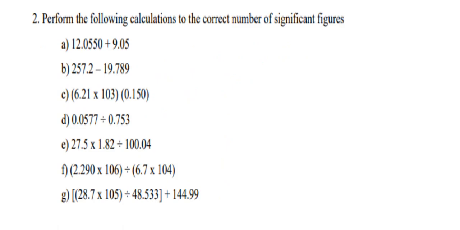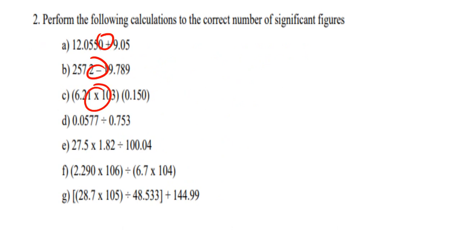We are asked to perform the following calculation to the correct number of significant figures. Okay, so we have to perform calculations here. So we'll be adding, subtracting, multiplying, and dividing. So all the mathematical operations are going to be considered. So what are you supposed to understand when you're multiplying and adding?